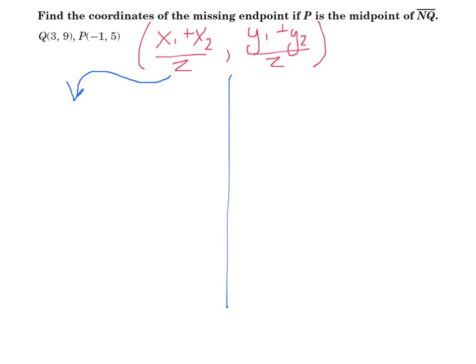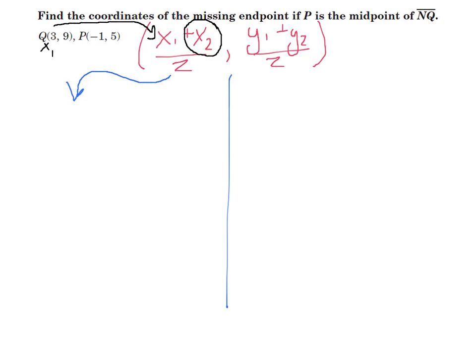First thing I want to do is identify what I have. Here Q is an endpoint and P is a midpoint. So this is actually x sub 1, and the negative 1 is the x-coordinate for our midpoint. So I can substitute the 3 in for the x sub 1, and what I'm trying to do here is find x sub 2.